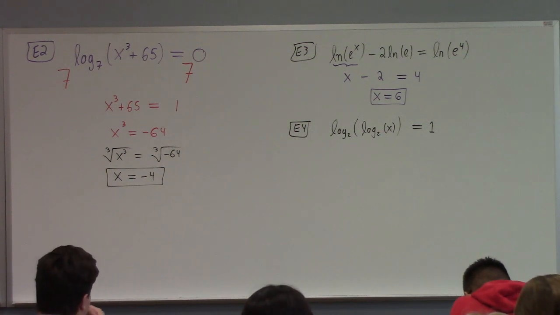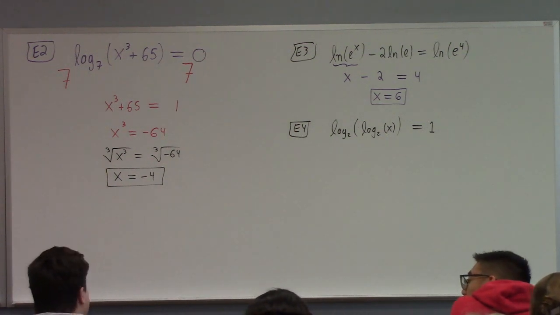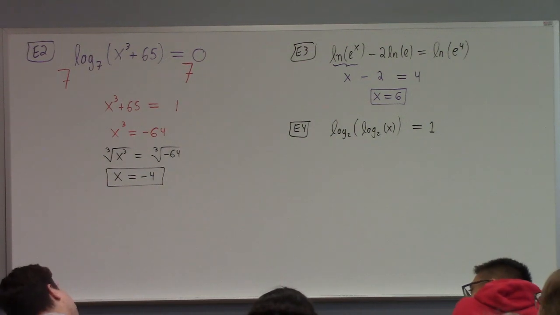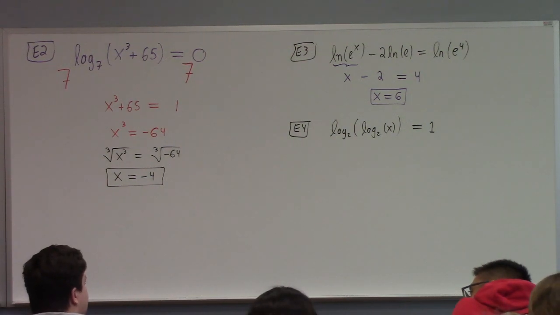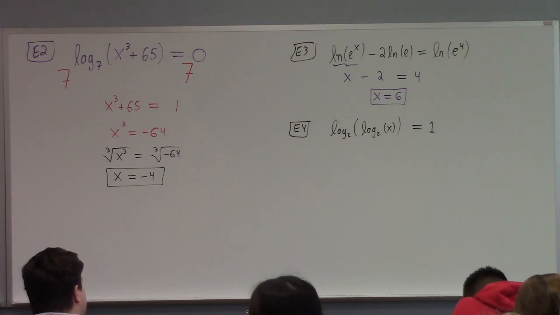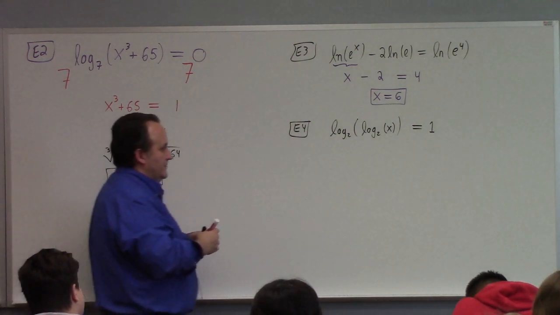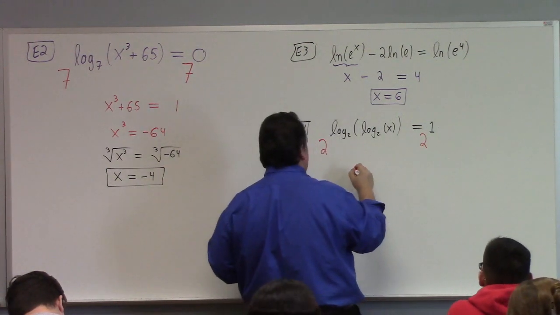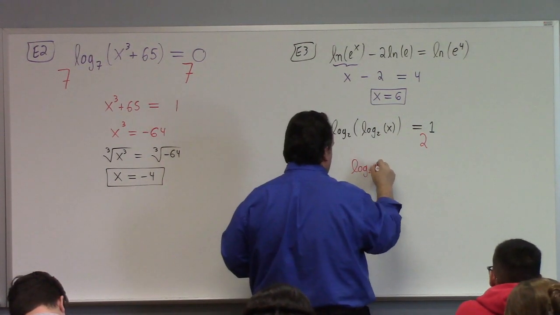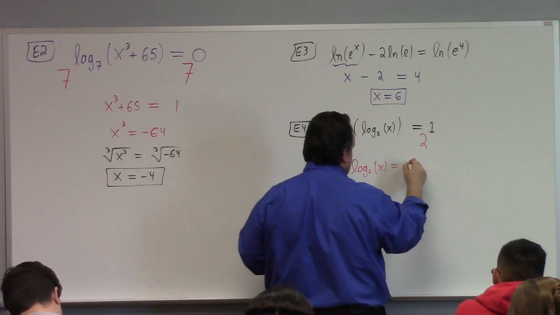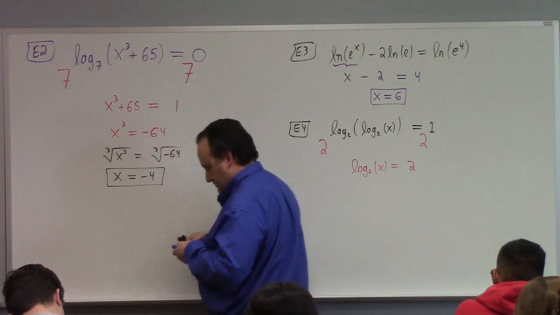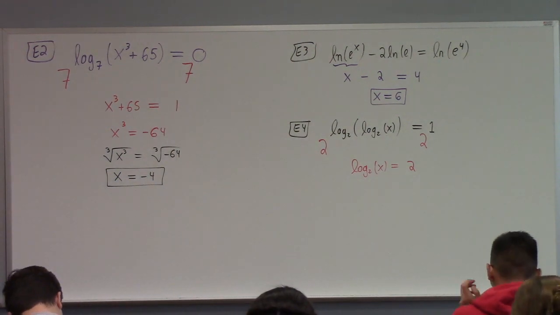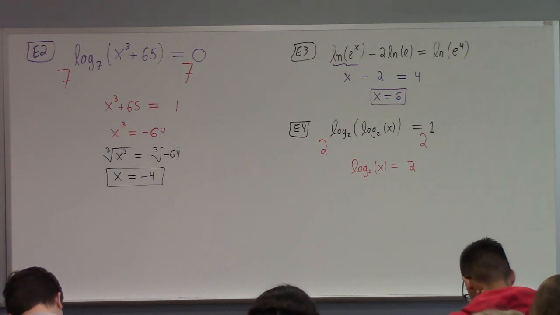What do you think we should do? Exponentiate base 2. I like that. That sounds like a good idea. So that would look like what? 2 to the log base 2 equals 2 to the 1, which would give us log base 2 of x is equal to 2. Because 2 to the something and log base 2 are inverse functions.